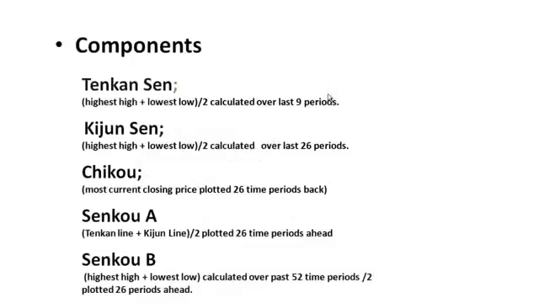The components are made up of Tenkan-sen, which is taking the highest high and the lowest low during the last 9 periods, or 9 candles, and dividing it by 2. Kijun-sen, same thing, highest high and lowest low calculated over the past 26 periods, divided by 2. Chikou, most current closing price, plotted 26 periods behind. Senkou A is Tenkan-sen and Kijun-sen divided by 2, which is plotted 26 periods into the future, which is very important to understand, and I'll point that out in the chart. Senkou span B, highest high, lowest low calculated over the past 52 periods, divided by 2, and then that's plotted 26 periods into the future.